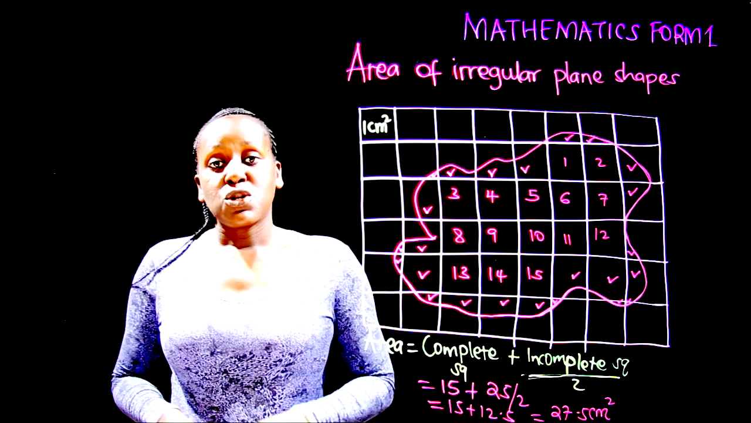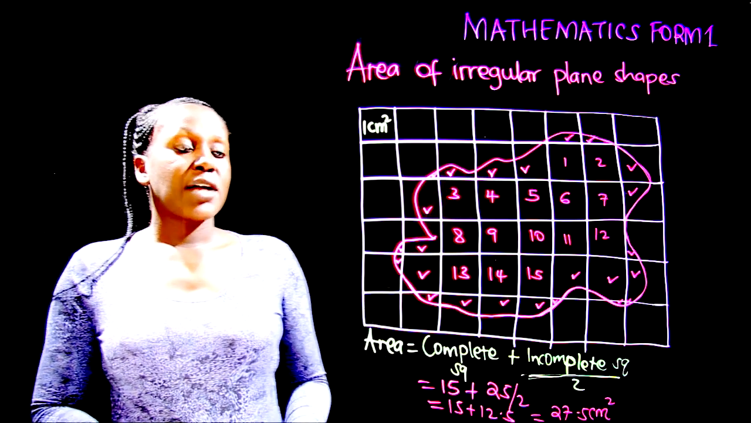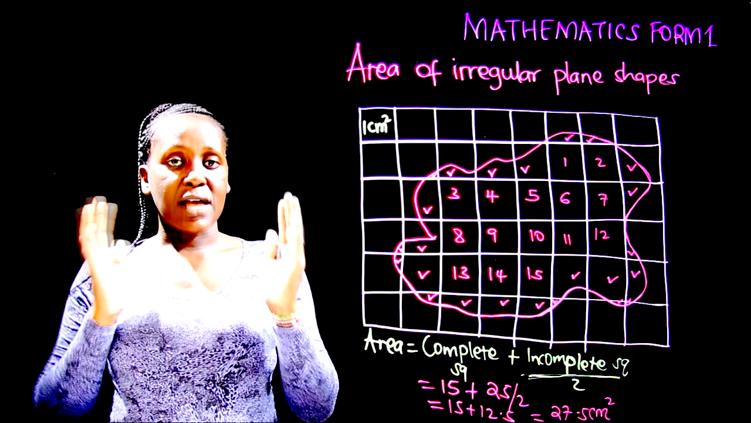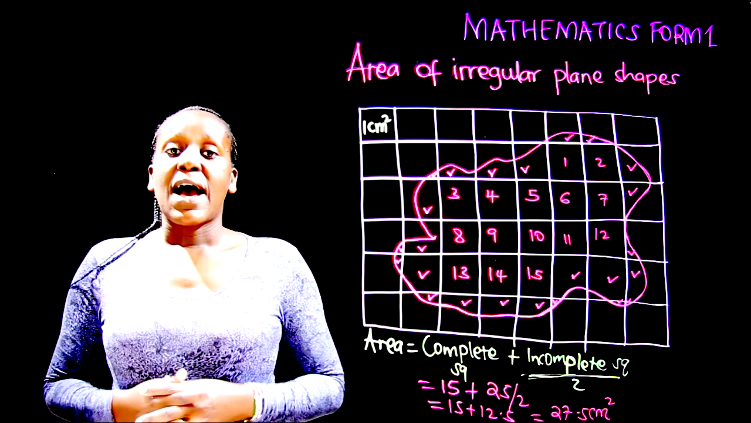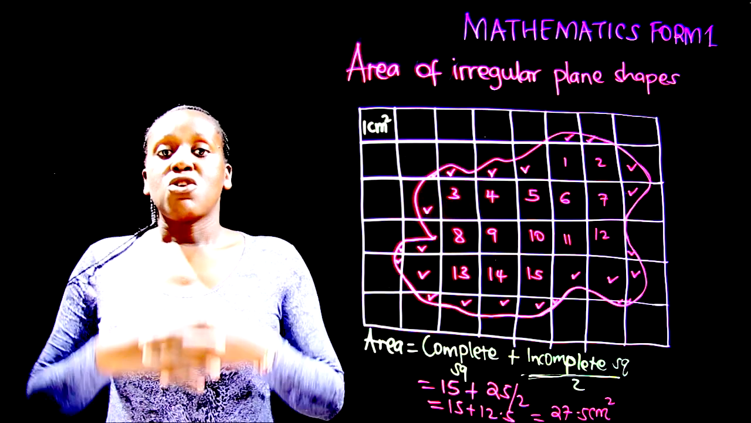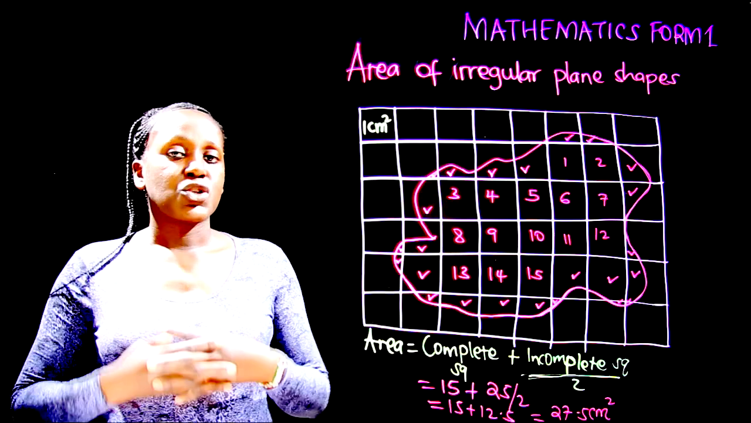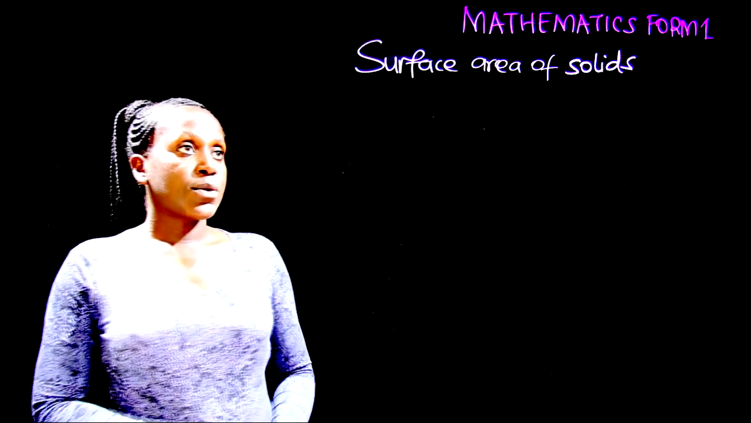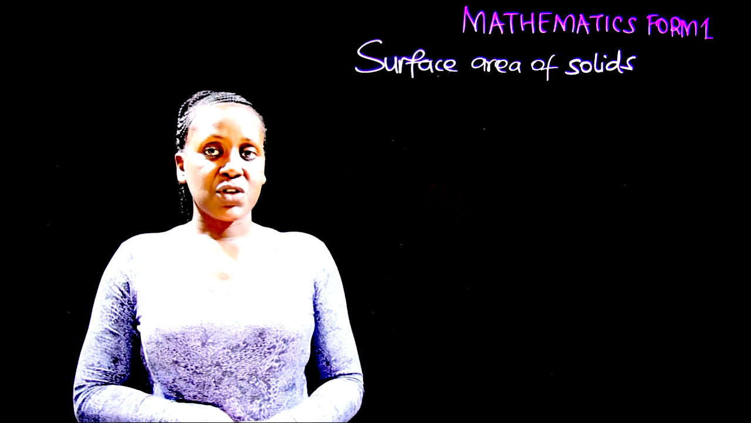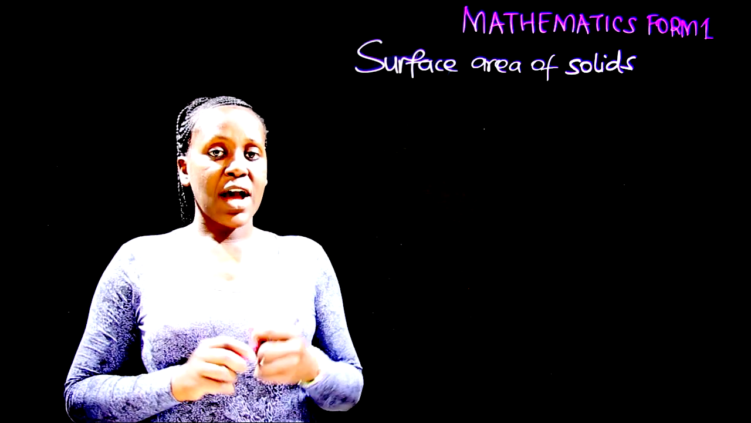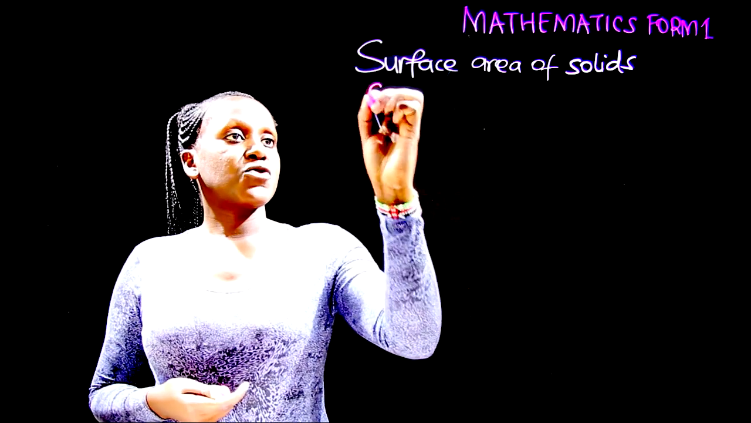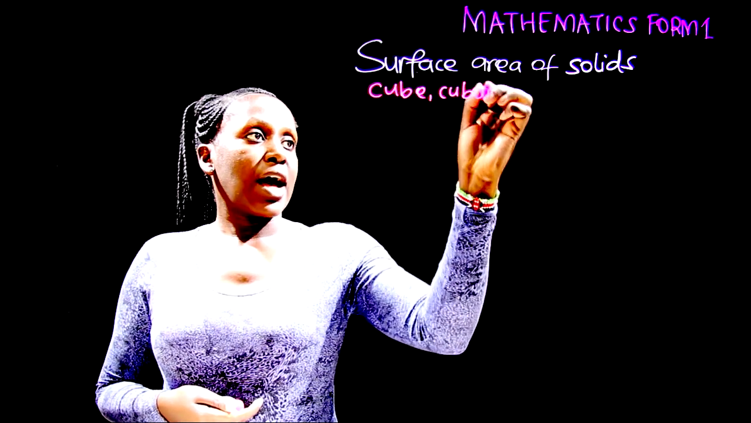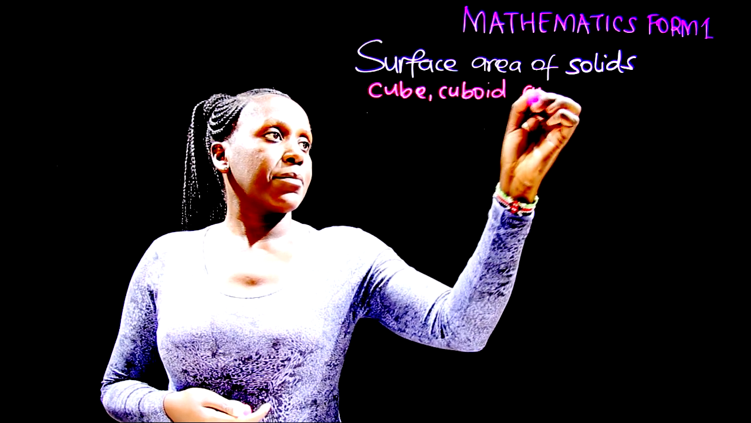Now lastly, we are going to look at what happens if you combine two plane figures, like if you use squares to make a cube, how do you determine the area of that cube? So how do you determine the area of solids? So now learners, we are going to look at the surface area of solids, and we are going to focus on 3 solids. We're going to focus on a cube, a cuboid, and then a cylinder.